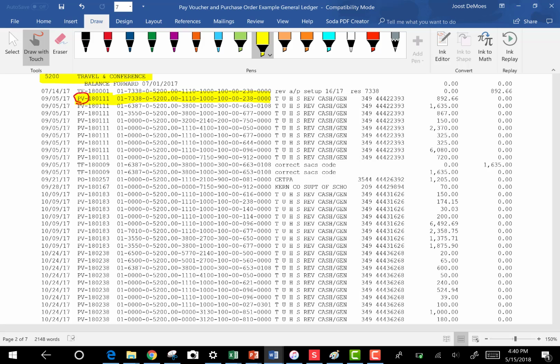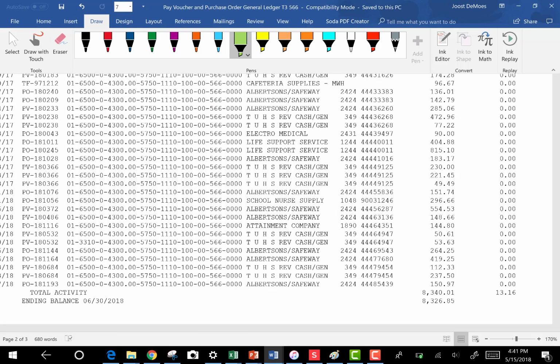but then we get to this very ambiguous statement of TUHS Revenue Cash General Revolving Fund. Many of our pay vouchers, when we've been using credit cards or some sort of reimbursement, have this general description that happens on many of our pay vouchers. And so it's very difficult to understand what happened in that transaction.